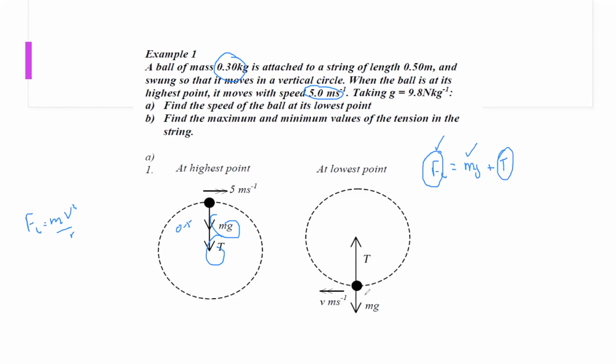For the lowest point, what will be the centripetal force? Because centripetal is a resultant force, it is equal to T minus W or T minus mg. So if I need T, the tension, it is centripetal force plus mg. Is it clear? This is the same concept, the vertical circle, the object is moving in a vertical circle.